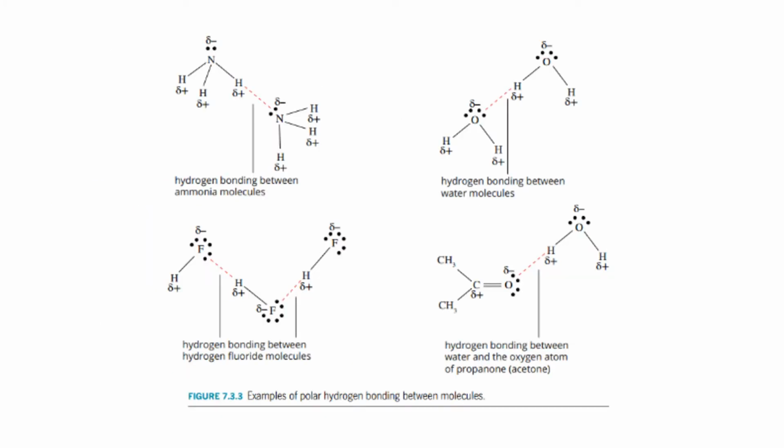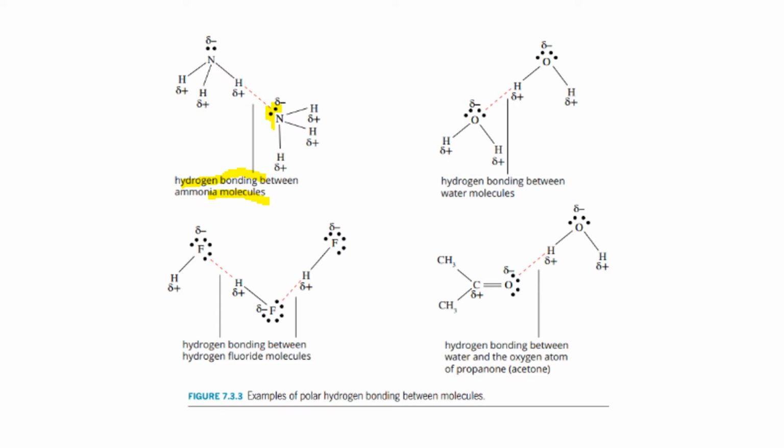Alright, as you can see here, these are the different examples. We did discuss this in the last few lessons as well. So if you look at ammonia, each ammonia molecule has one lone pair of electrons, as you can see here. And hydrogen bonding between ammonia molecules exists because of that lone pair, and hydrogen is bonded, in this case, nitrogen to hydrogen.